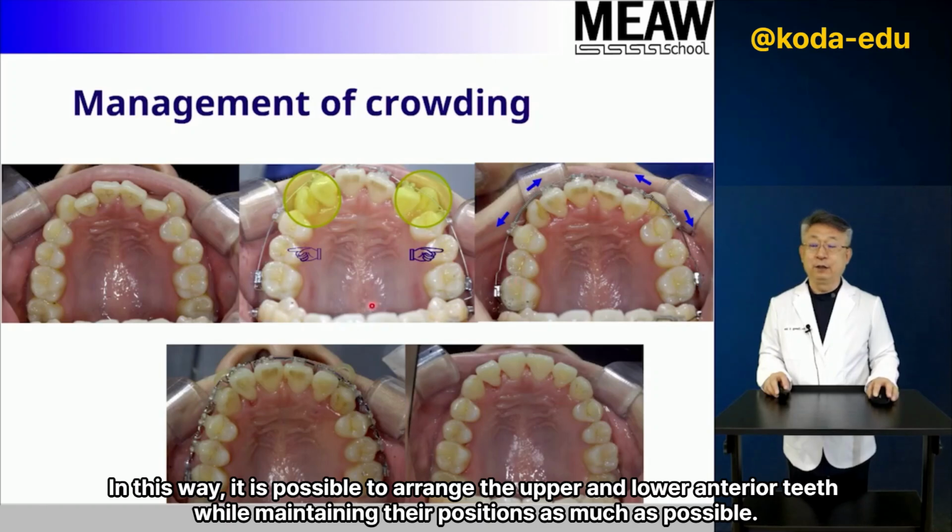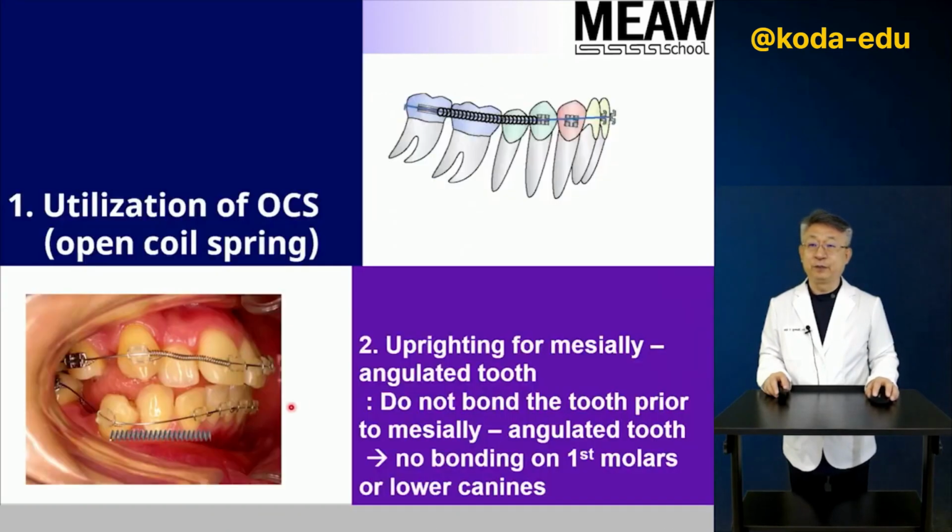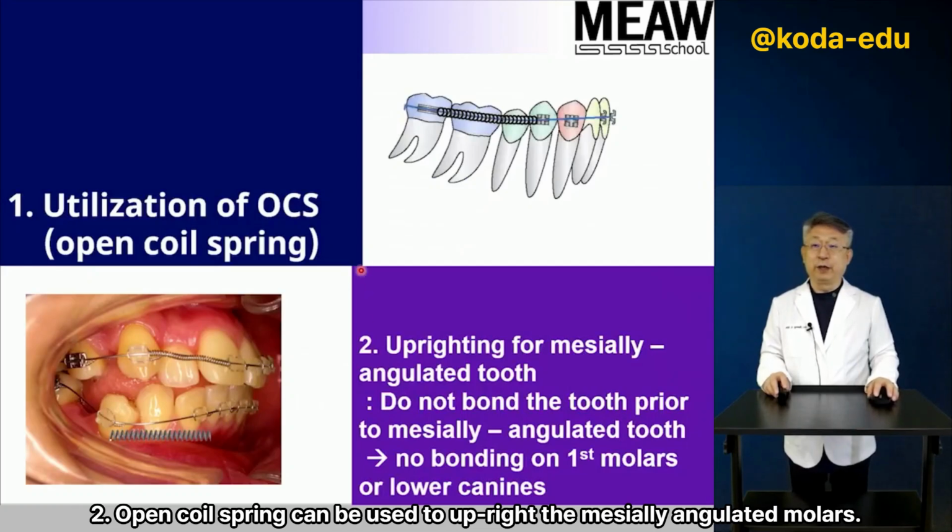In this way, it is possible to arrange the upper and lower anterior teeth while maintaining their positions as much as possible. 2. Open coil spring can be used to upright the mesially angulated molars.